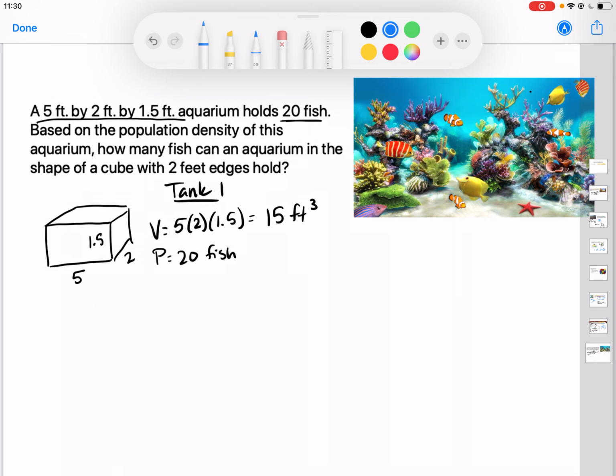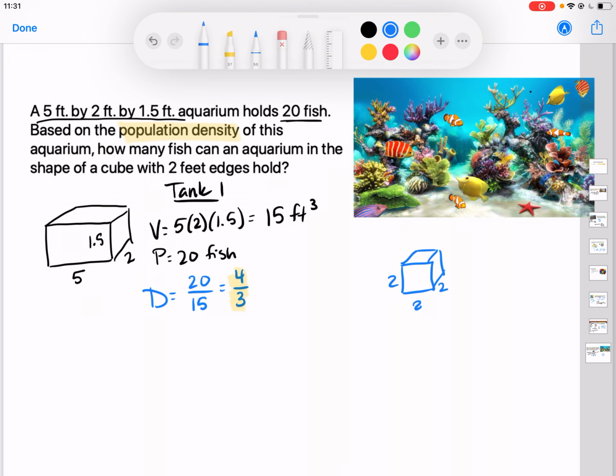Which we'll probably need the density, so why not find it? So the density would be 20 over 15, so 20 fish over the 15 cubic feet. And I'll just simplify that down to 4/3, because we'll probably use that later. In fact, yes, if you read the next thing, it says based on the population density, so based on this 4/3, how many fish can an aquarium in the shape of a cube with 2 feet edges hold? So we've got our cube then. So cube looks like so. So it's 2 by 2 by 2.